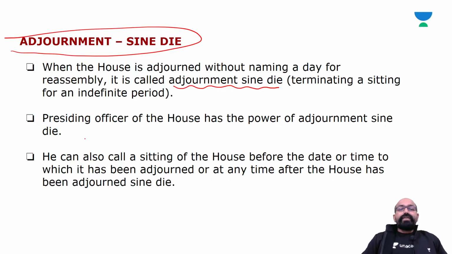The presiding officer of the house has the power of adjournment sine die. He can also call a sitting of the house before the date or time to which it has been adjourned, or at any time after the house has been adjourned sine die.